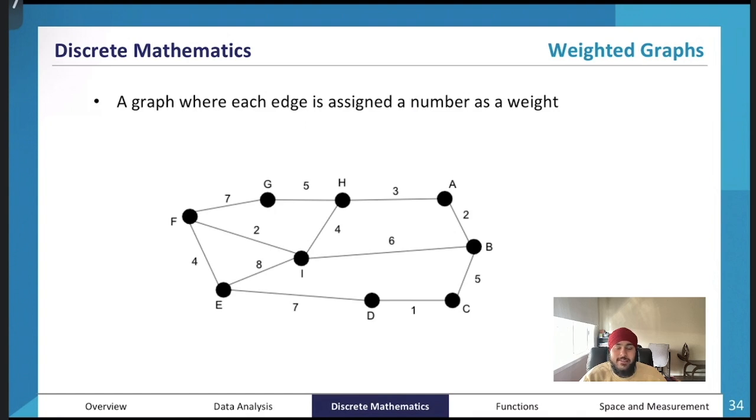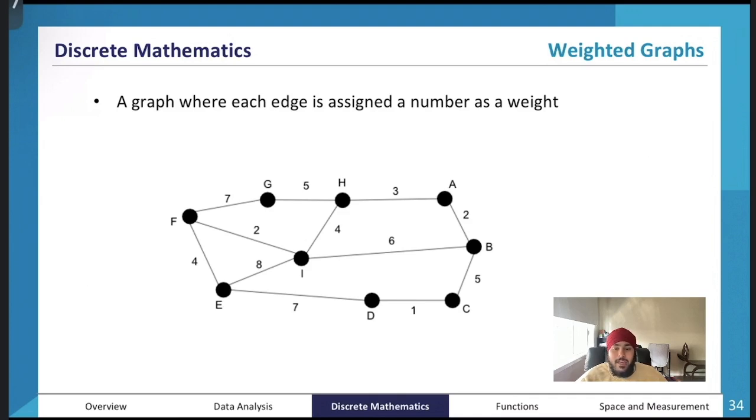It's not necessarily the weight of the line, but it can have a variety of different meanings. And you'll learn a few applications in year 12. In year 11, all they really want you to do is have a broad or general understanding of what a weighted graph is compared to an unweighted graph.